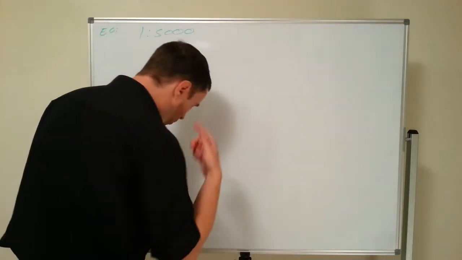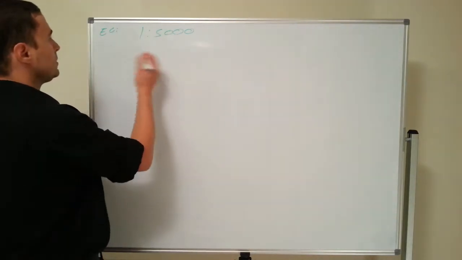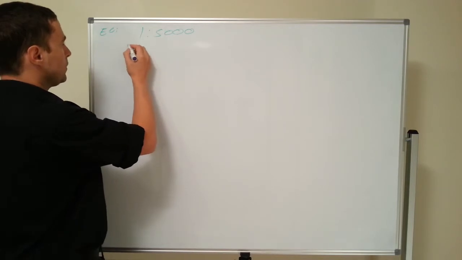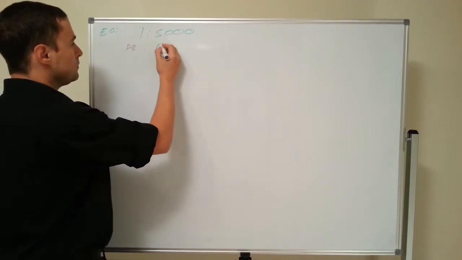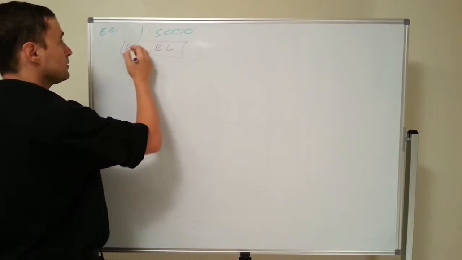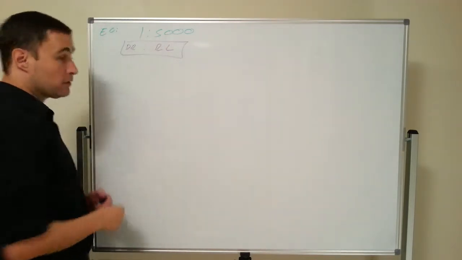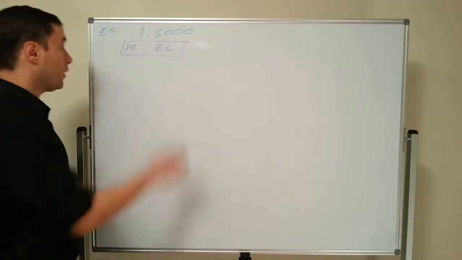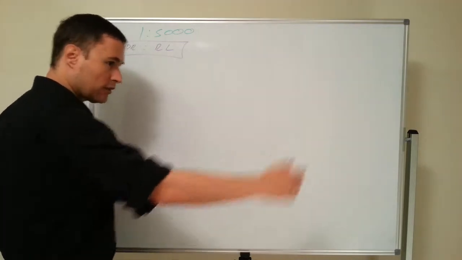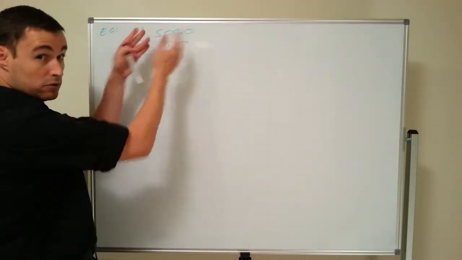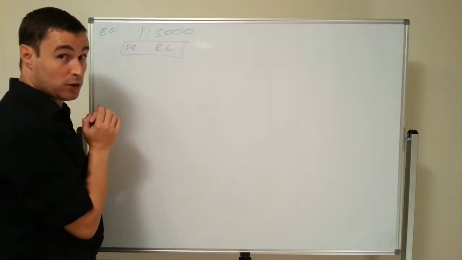This is what I always like to picture before I go into this. What is this? This is the drawing to real life. 1 centimeter on the drawing is 5,000 centimeters in real life. 1 meter on the drawing is 5,000 meters in real life. 1 kilometer on the drawing is 5,000 kilometers in real life. Same units. Remember, scale factor, same units, always.